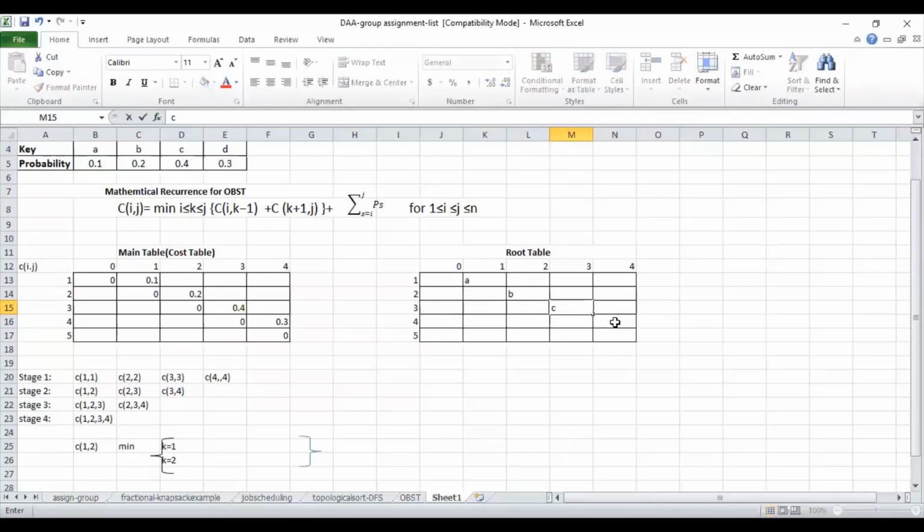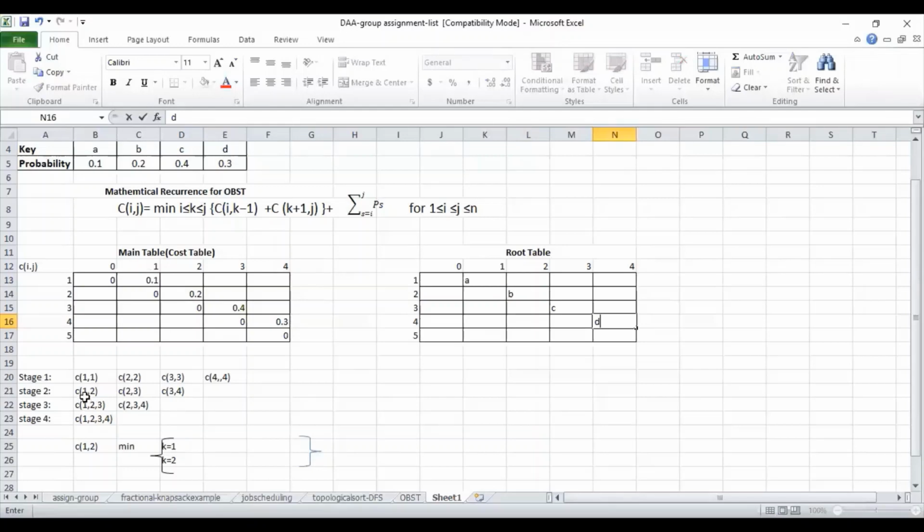And in this case, the only node that can be included is node 4 and its key is D. So we have just come to the end of stage 1 of OBST. Now we go on to stage 2, where there are 3 cases to be considered. C12, C23, C34 are the different 2 node possibilities.